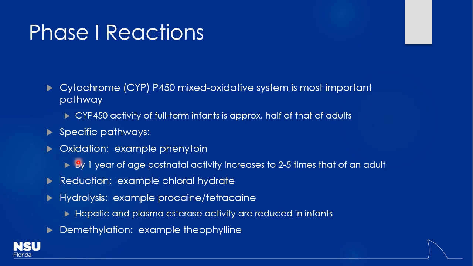So for instance, looking at oxidation pathways, sometimes it actually goes above what a normal adult might be doing on a weight per weight basis. So actually in this case of phenytoin, you find by 1 year of postnatal age, the activity is 2 to 5 times that of an adult. So they're metabolizing phenytoin 2 to 5 times more efficiently than an adult might. And so what do you think that does to the dose that I have to give?